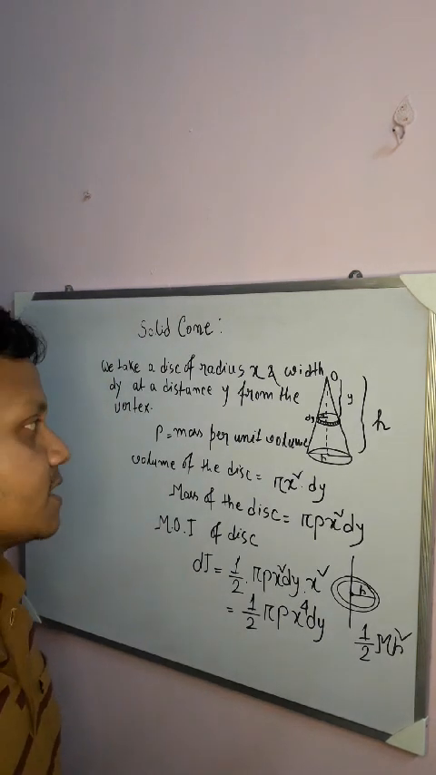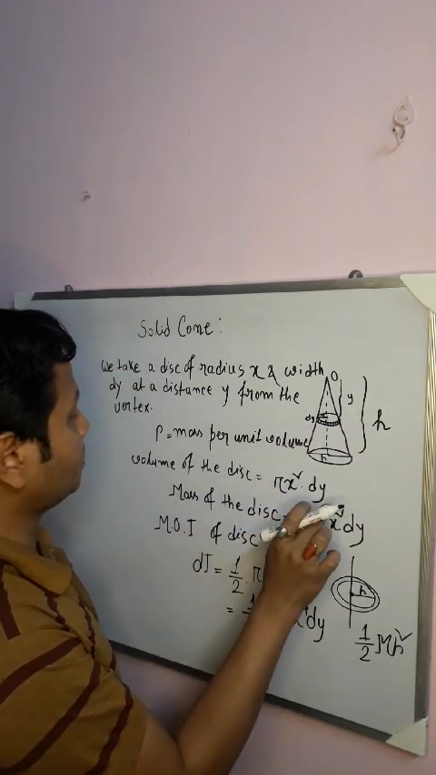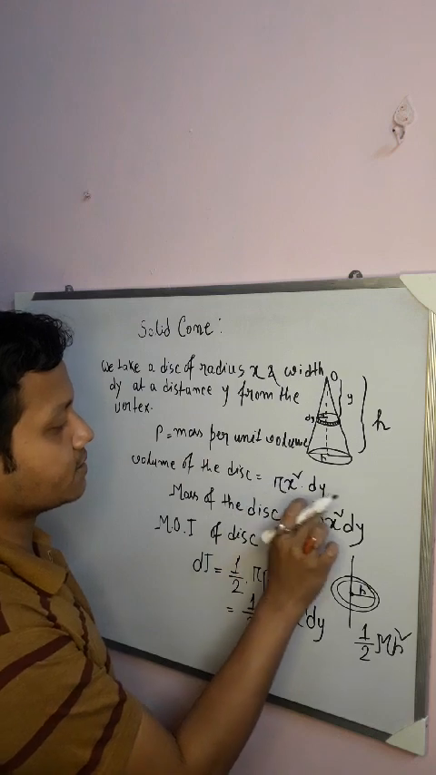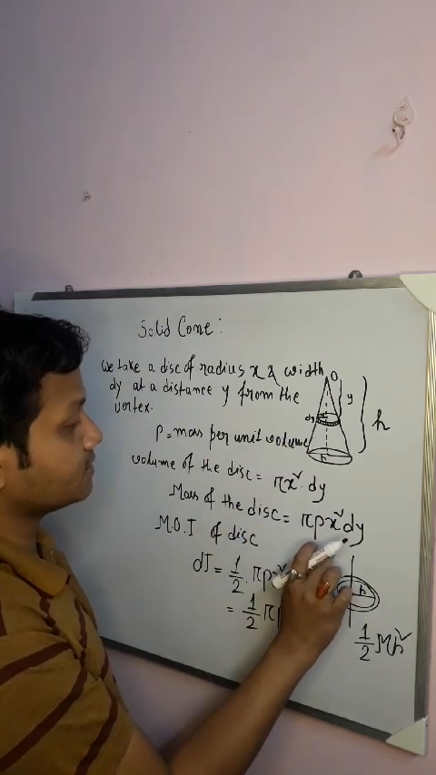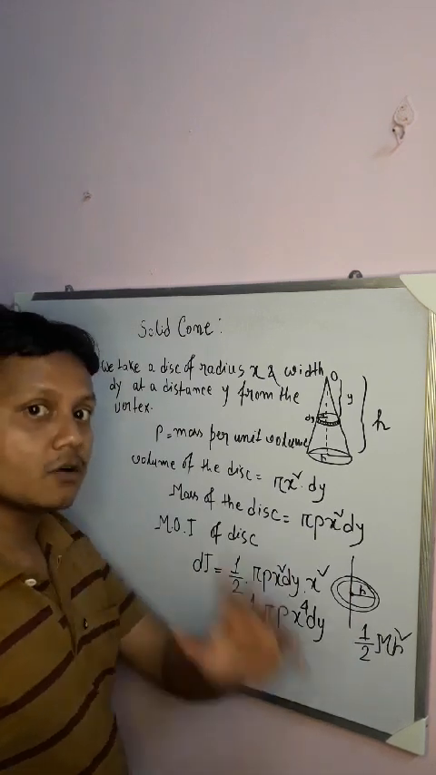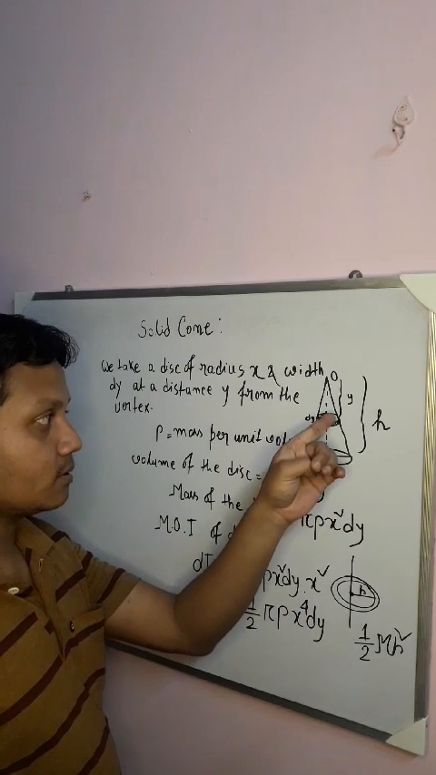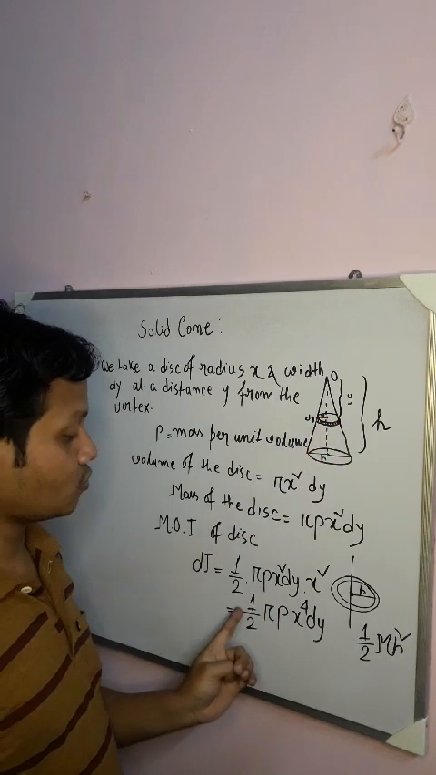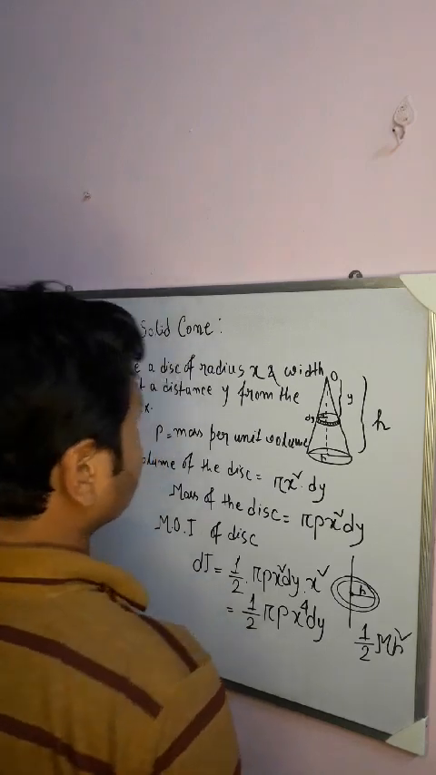Just simple. At first find the area of the disk, that is pi x square, and the volume of the disk, pi x square dy. Rho is the mass per unit volume, so the mass of the disk is this. The moment of inertia of a disk about its own axis is half mr square. So for the elementary disk, half m x square, that is half pi rho x to the power 4 dy.